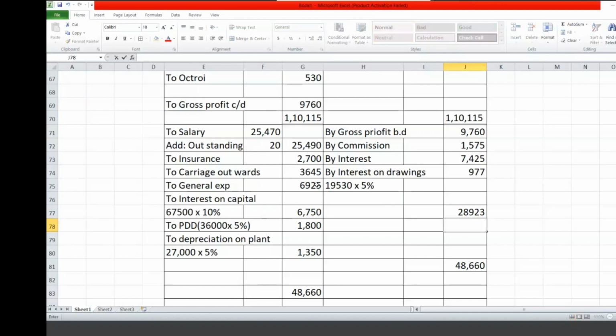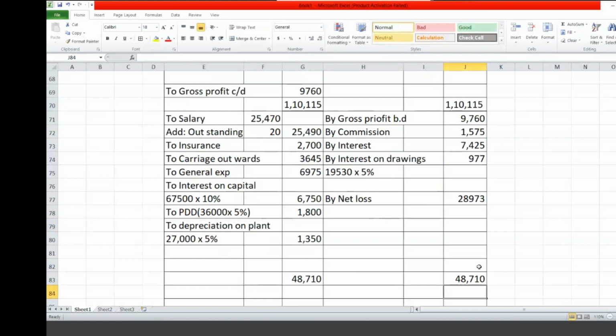The amount is 6,975. It's not 25, it is 75. Then the total is 48,710. And then this will be 48,710. Then the total 28,973. So this is called the net loss. Now do the total on both sides, 48,710.